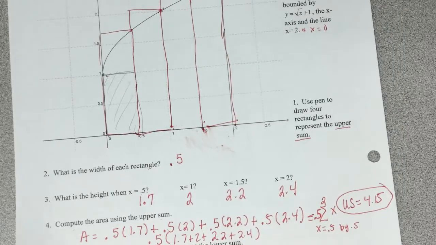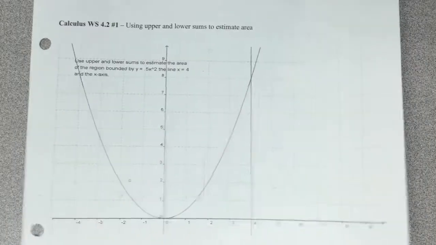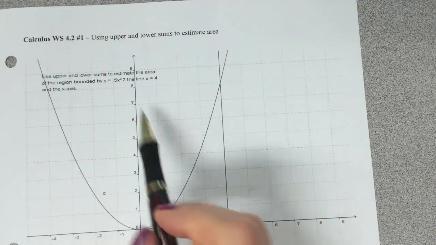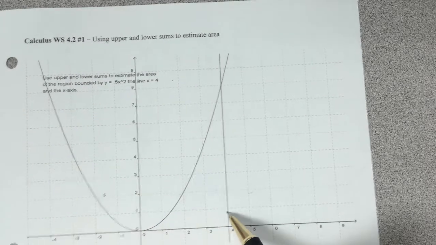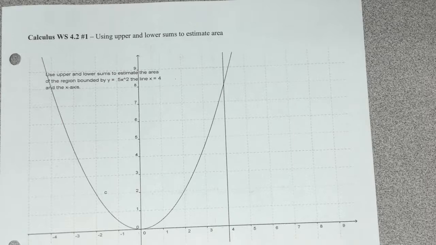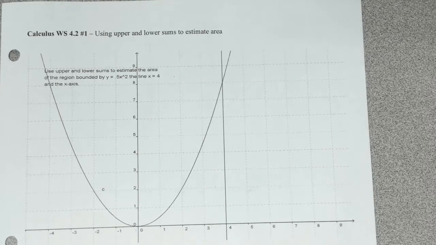Okay? So all you have to do today is both sides of the worksheet. Notice on this one, you're going just from 0 to 4. And here you're letting your width be 1, so this will be easier.